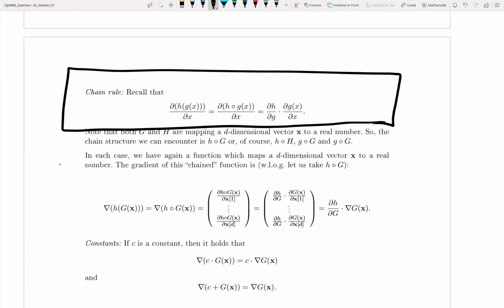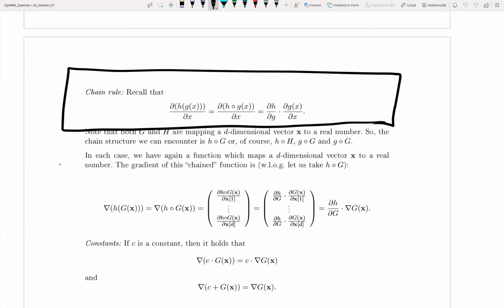And what is the chain rule telling us? So it's about the composition of functions. So when we first apply one function, and then on top of that we apply another function. So let's say we first apply the function g on x, and then apply h on the outcome of g. So sometimes we also write it here with this small circle. Perhaps you saw that in some fundamental lectures.